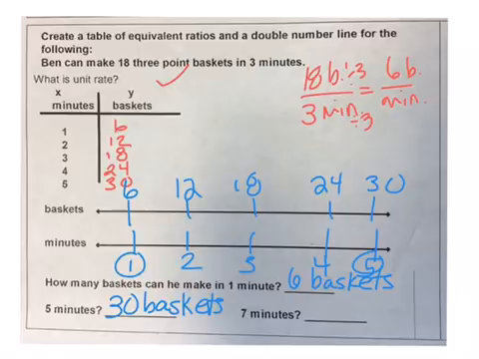And then to make a prediction for 7, 6 is going to be 36, and then if we continue, 7 is going to be 42. So it's going to be 42 baskets.